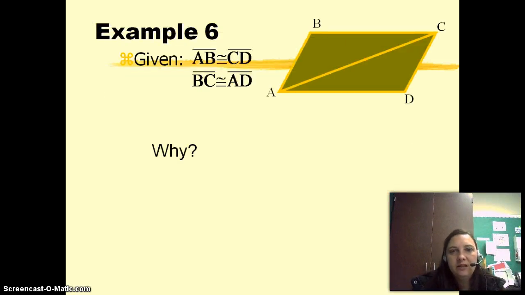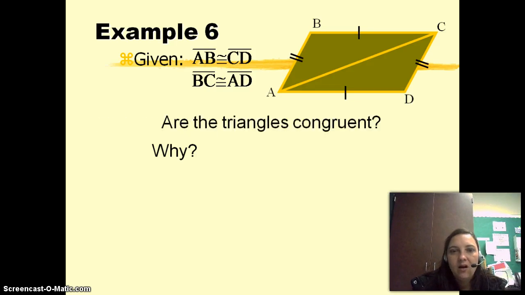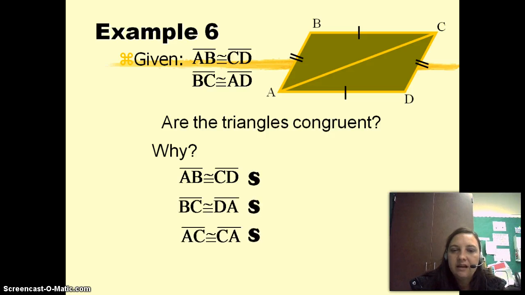All right, so we're given AB is equal to CD and BC is equal to AD. Are the triangles congruent, and why? Well, if I look at the side AC, I can mark that as being congruent because it's equal to itself. That would be the reflexive property. And that would give me side, side, side. So yes, the triangles are congruent by side, side, side.